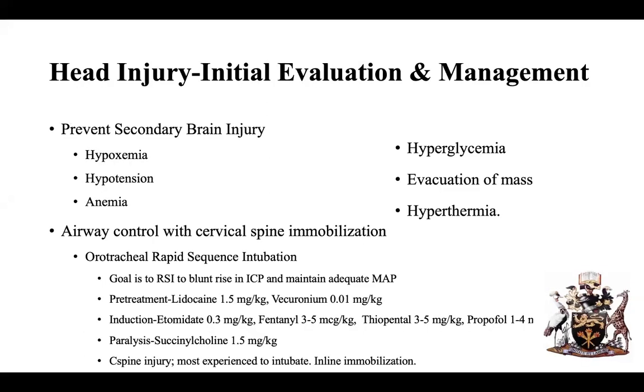What are our goals of treatment in patients who have severe head injury? 1, you want to prevent secondary brain injury, which means prevent hypoxia, prevent hypotension, correct anemia, prevent hypo- or hyperglycemia, both of them. If there's a mass, you want to evacuate. Avoid hypothermia because it's related with poor outcome, and you want to prevent all that.